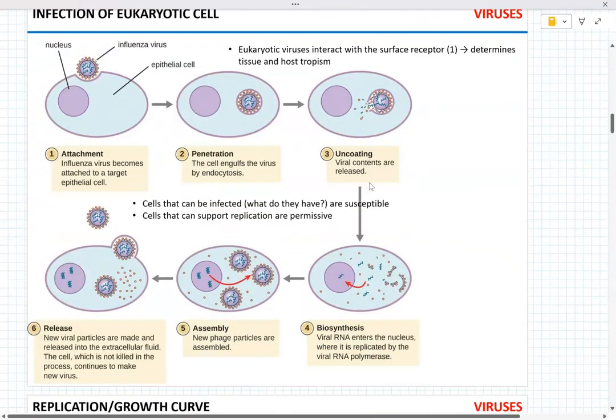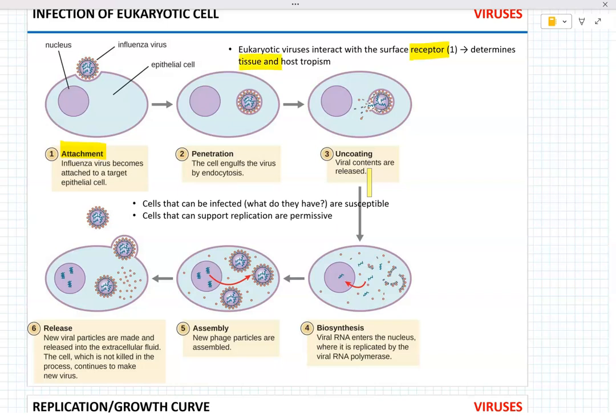Now, eukaryotic cells, stepwise similar. There are some differences though. So let's start with attachment, same story. For attachment, as you mentioned, we need a receptor. So the receptor will determine the tropism. I think we used that word before. Tropism means where does a virus go? If there is no receptor, virus will not infect. Okay? So cells that do have receptor are susceptible.